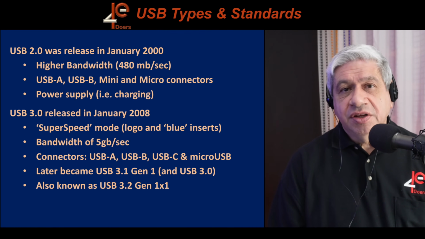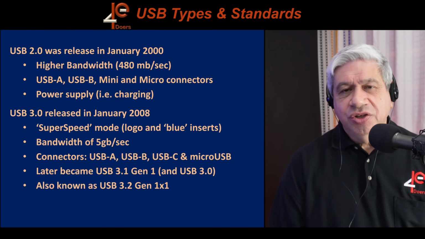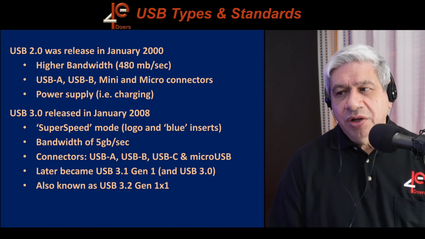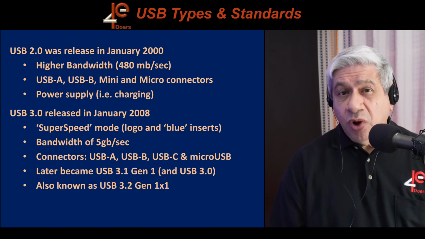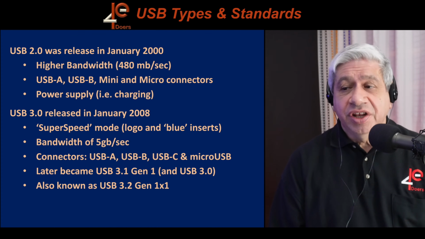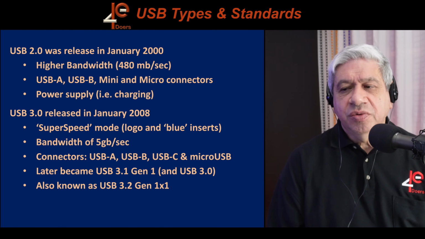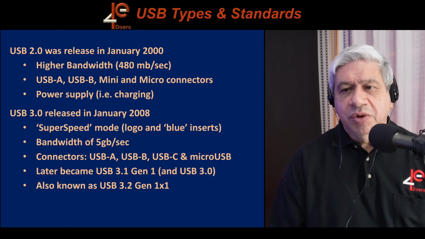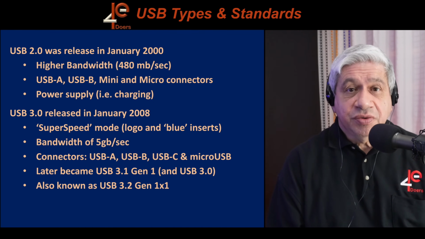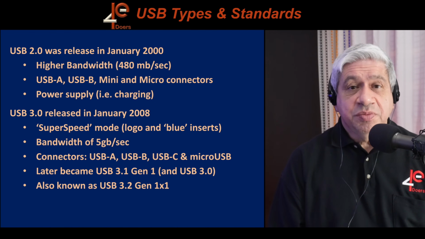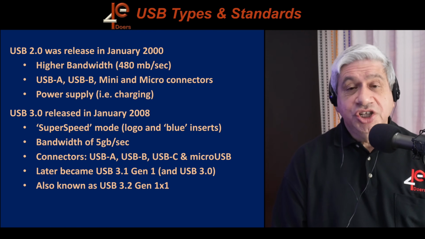Now, this is where the confusion also started to happen, because USB 3.0 had two sub-releases. One was USB 3.1, and USB 3.1 Gen 1 was the same thing. It was just another name for USB 3.0. But shortly thereafter, they started getting into USB 3.2 Gen. So USB 3.0 can be identified by those additional names. It's known as USB 3.0, but it can also be known as USB 3.1 Gen 1. It can also be known as USB 3.2 Gen 1 by 1.